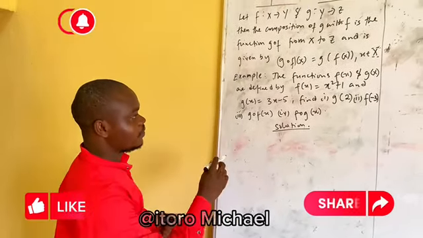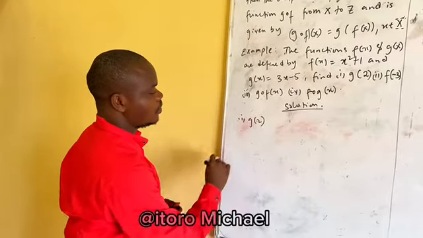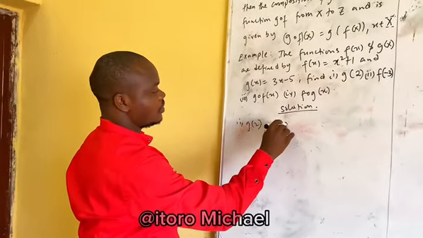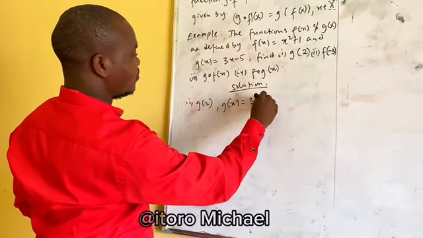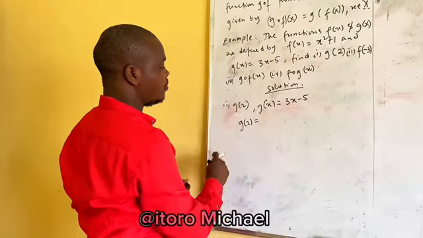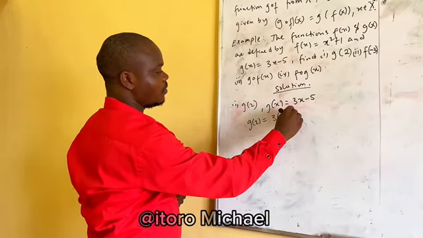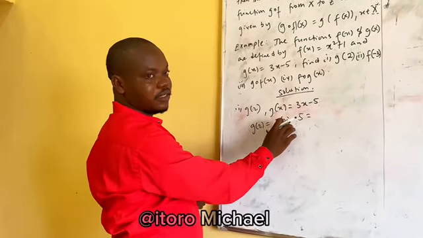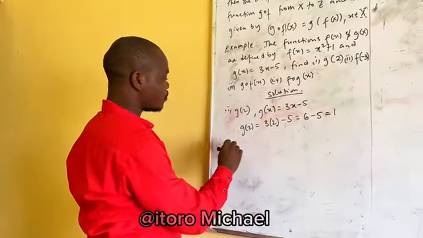So we start with the first one, g of 2. Now our g of x is defined by 3x minus 5. This implies that g of 2 is equal to, replacing x by 2, 3 into 2 minus 5. 3 times 2 is 6, and 6 minus 5 is 1.